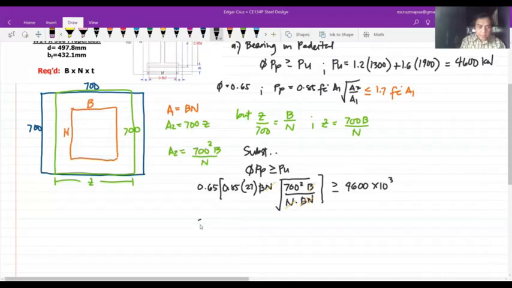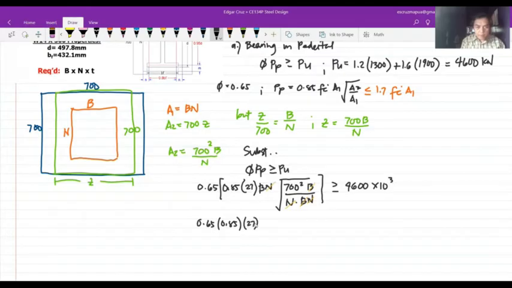So ang natira is 0.65, tapos 0.85, 27, tapos yung natira na lang yung B at saka 700. Yung square root of 700 square. Tama? Okay? So should be greater than or equal to 46,000. Okay, so from here, I could solve now for B dimension.